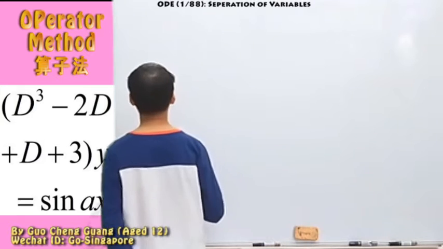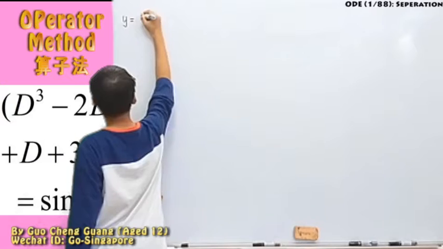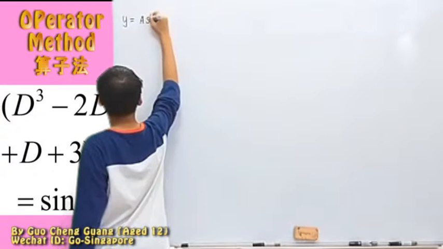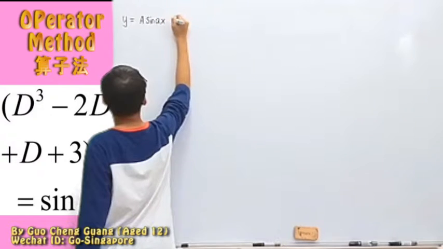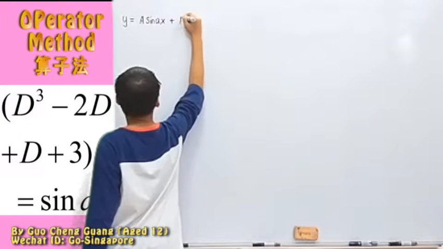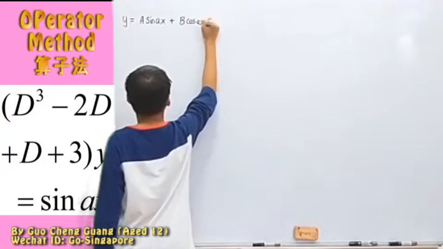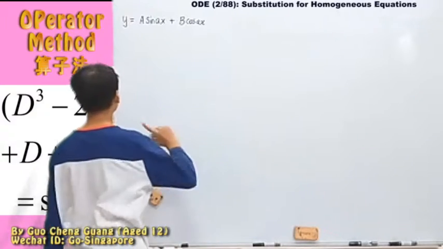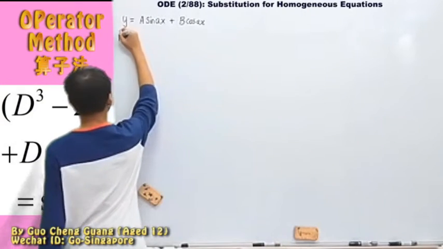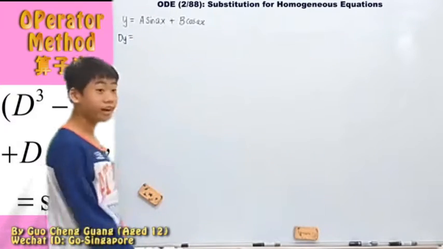So the first thing that we have to be clear of is what if our y is a sine ax, then you add b cosine ax. You just give this as your y. So let's try a little bit. We try to go for first order differentiation.